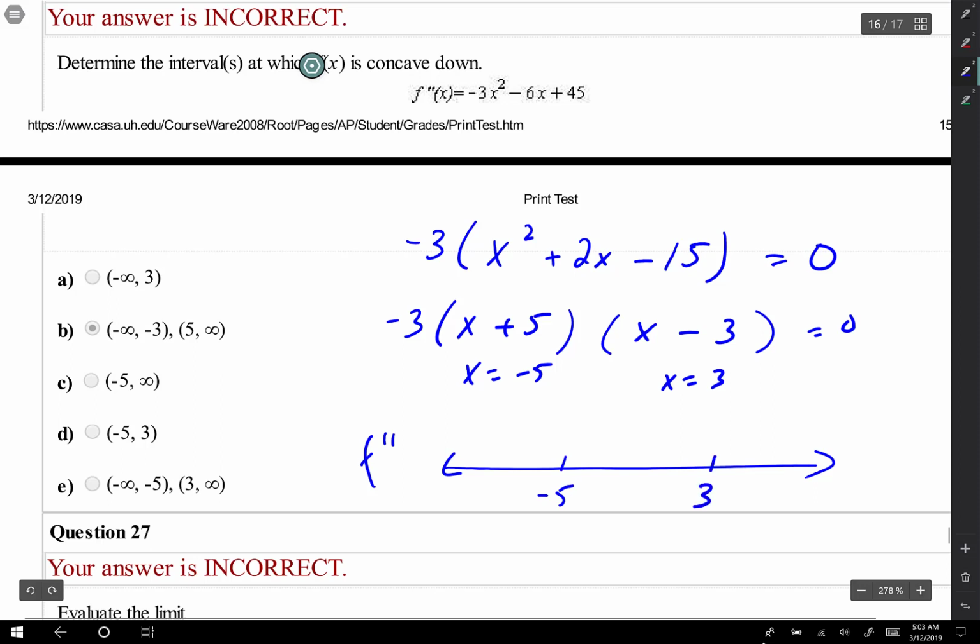And I'm just going to choose numbers. So if I choose negative 10, this inside expression is going to be negative, but then I have a negative here, so that's negative. If I choose 0, positive and a negative, that's negative, but then I have another negative, so it's positive. If I choose 10, positive and positive, but then I have a negative, so negative. So where am I concave down? Negative infinity to negative 5, and 3 to infinity.